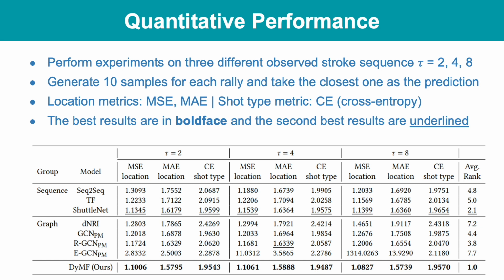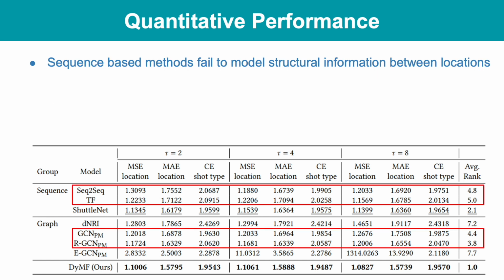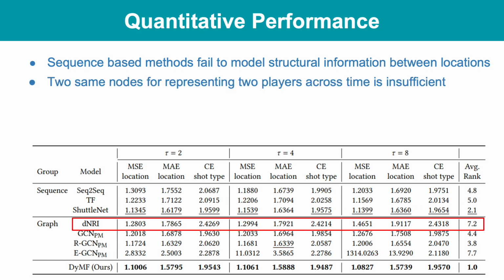Let's delve into the observations. First, sequence-based models like sequence-to-sequence and transformer degrade location performance compared to graph-based methods like GCN and RGCN. This not only indicates that naive sequence-to-sequence models fail to model structural information between locations, but also demonstrates the importance of applying the PN graph to capture the influence on the intent of movement. Second, DNRI hinders all performance more significantly, although it dynamically models the relation between two players. This implies that two same nodes for representing two players separately across time are insufficient, and again raises the need for using the PN graph with new location nodes.